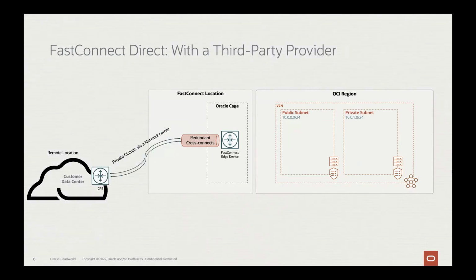With the third-party direct model, the major difference here is that your customer edge has moved from within the FastConnect location all the way back to your remote physical data center or on-premises location.